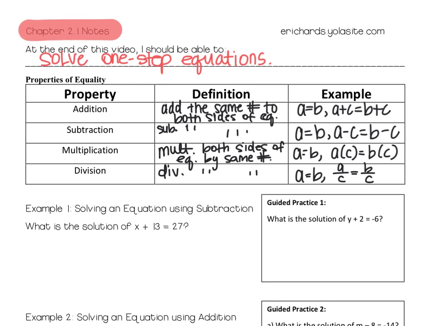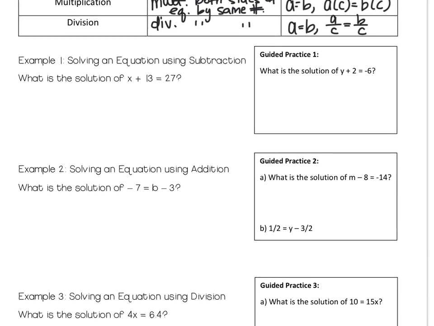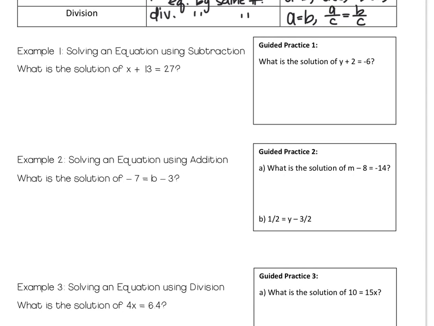Now that you know the properties, we should be able to solve equations. So example 1, I have x plus 13 equals 27. Solving equations is simply undoing whatever you're doing to x. So the first thing you want to do is find your x, and then figure out what you are doing to x.